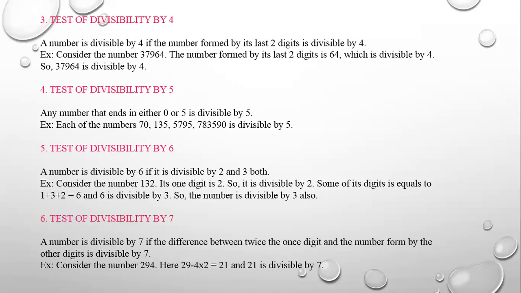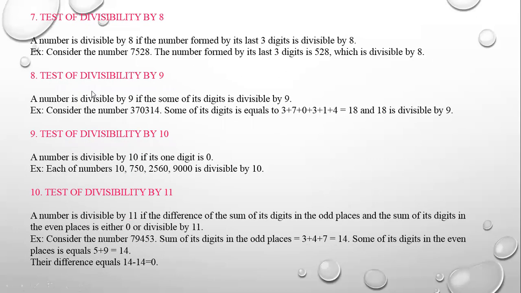Next we have the number is divisible by 8 if the number formed by its last 3 digits is divisible by 8. So here see the example. We have a number 7528. So you have to concentrate on the last 3 digits, that is 528. So 528 is divisible by 8.